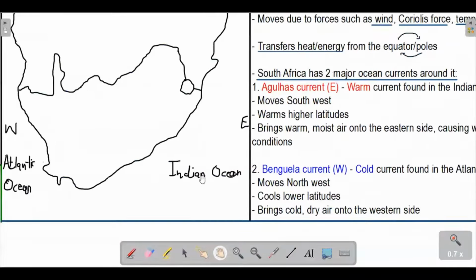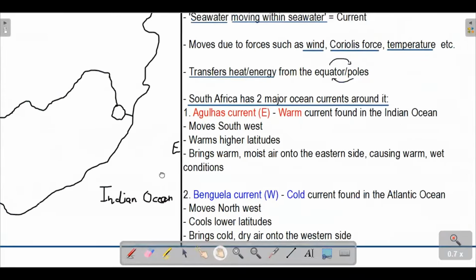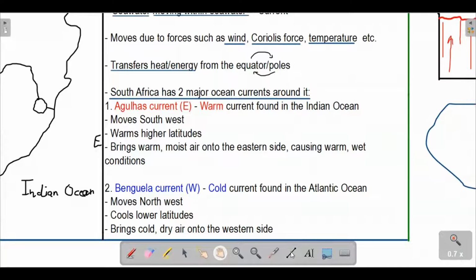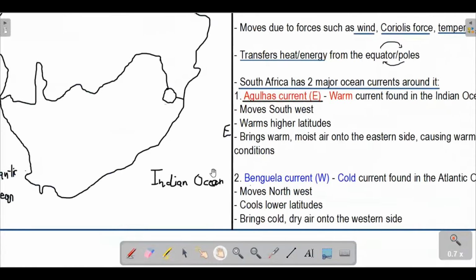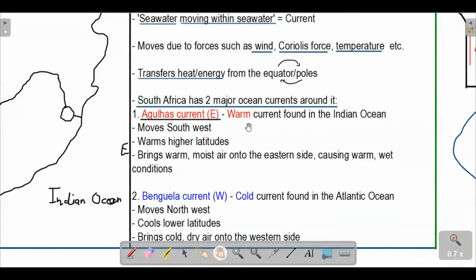You have the ocean, but you have bodies of water moving within these oceans. So the first one is the Agulhas current. The pronunciation is not very important. The Agulhas current moves on the eastern side of the country, meaning it is found in the Indian Ocean. It is a warm current.